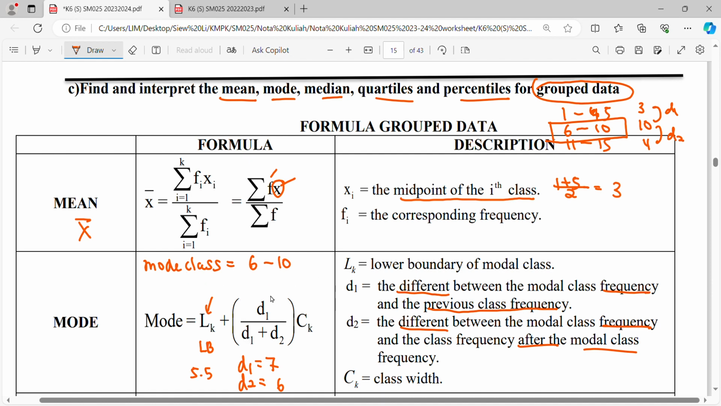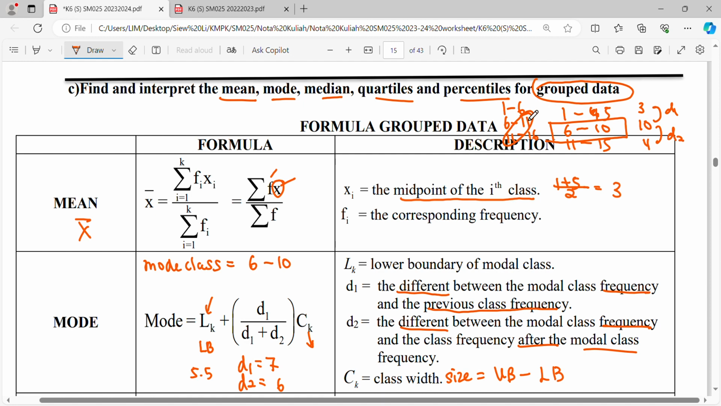And then C is what? C is class width, or we call it class size. How do you calculate it? Don't use your finger. Use upper boundary minus lower boundary, because your group data is not only for discrete data, you might have an interval for continuous data, as I showed you before. Still remember? It can be 1 until 6, then 6 until 11, then 11 until 16. So what's your upper boundary here? 11. What's your lower boundary here? 6.